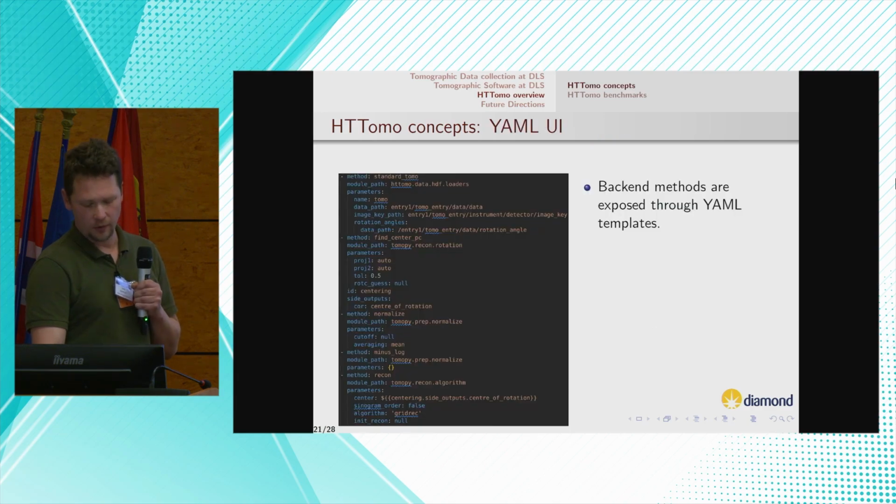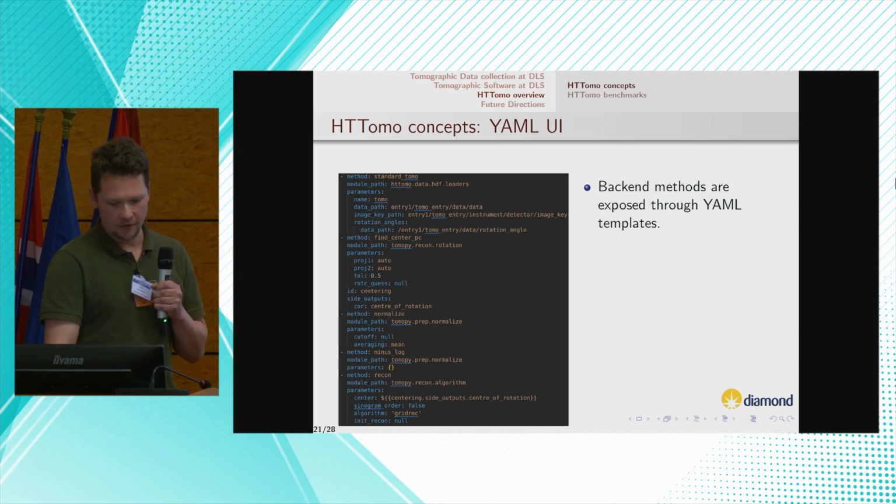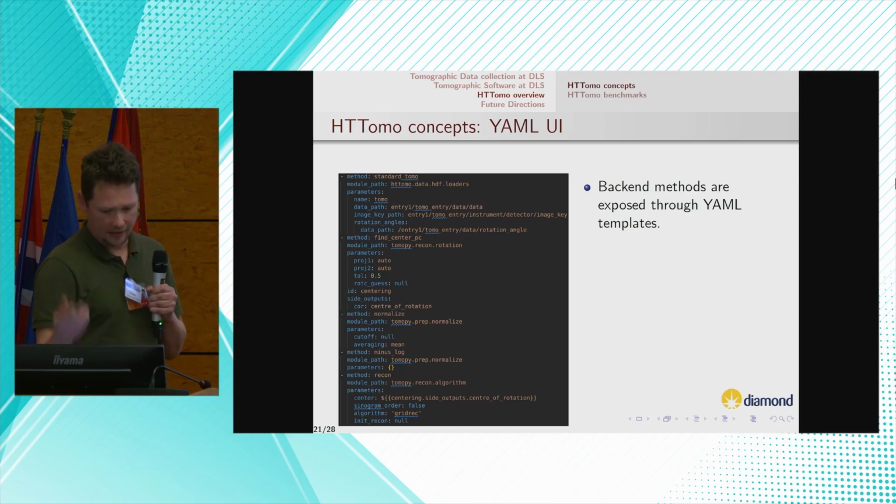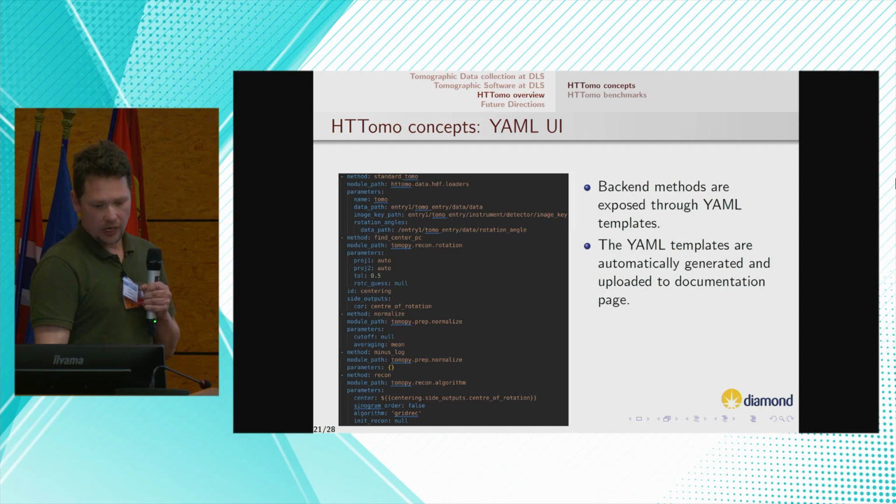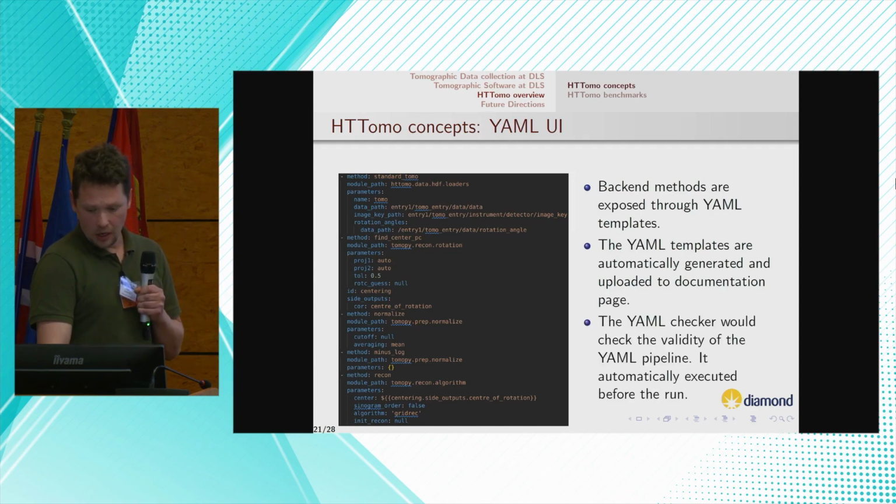There's no output whatsoever. Then for our YAML interface, we chose a slightly GitHub Action-ish language with references to parameters that have been estimated along the pipeline. For instance, the center of rotation is saved into the side outputs and then referred to later on in the reconstruction. Those YAML templates are automatically generated for every method and put into the documentation.